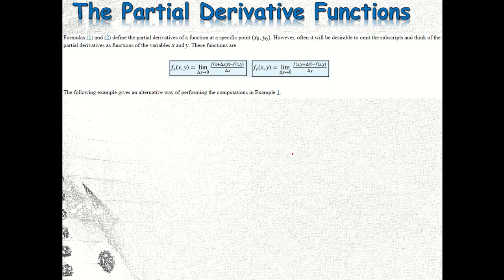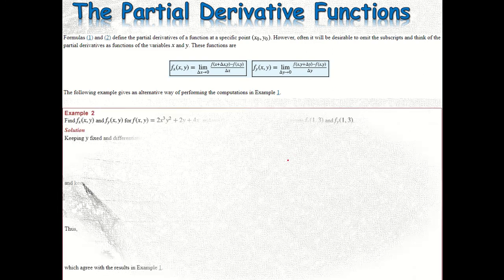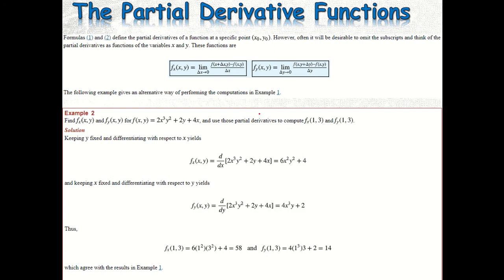So the following example gives an alternative way of performing the computations in example number 1. So in this case, class, let us solve the same problem, but this time using this concept here. So example number 2, we're given the same problem as in our example number 1. So here, using this notation, for our solution, keeping y fixed and differentiating with respect to x. Meaning y is fixed, we treat the variable y as a constant, and then we differentiate with respect to x. So it yields something like this.